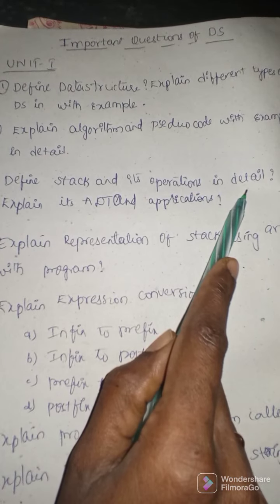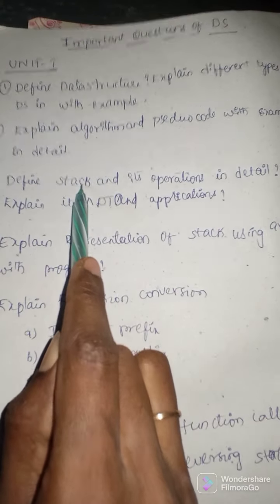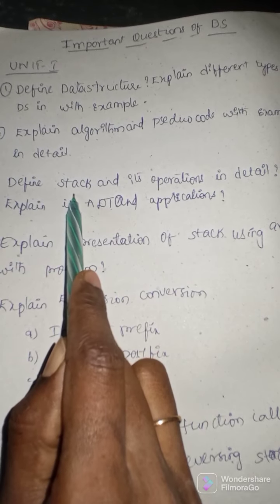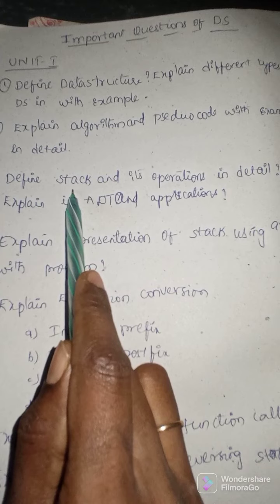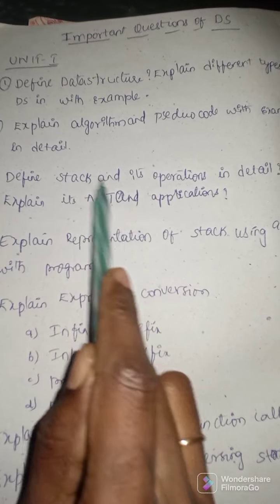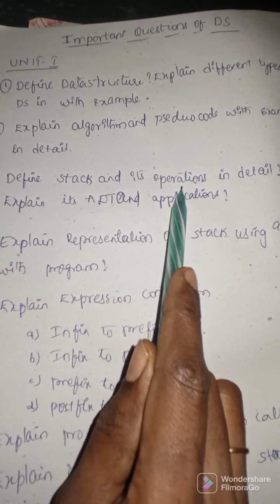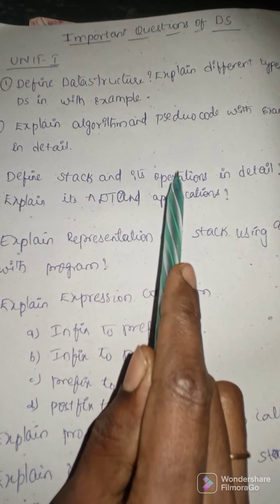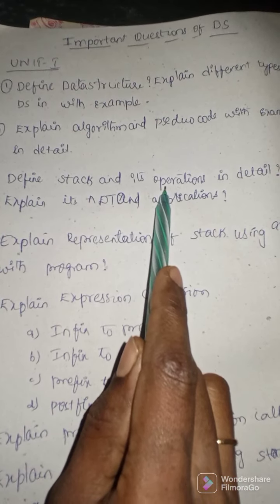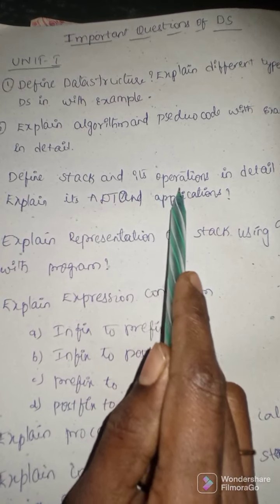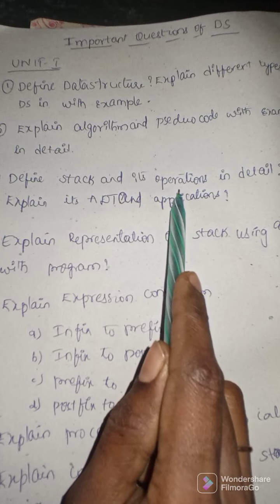That indicates what? You have to define the stack and you have to explain its operations: push operation and pop operation, top, is empty, is full, create. So the stack ADT operations you have to explain along with algorithms, whether the stack is full or not. If the stack is full, what you have to do. If the stack is not full, what you have to do. You have to explain the operations step-wise.